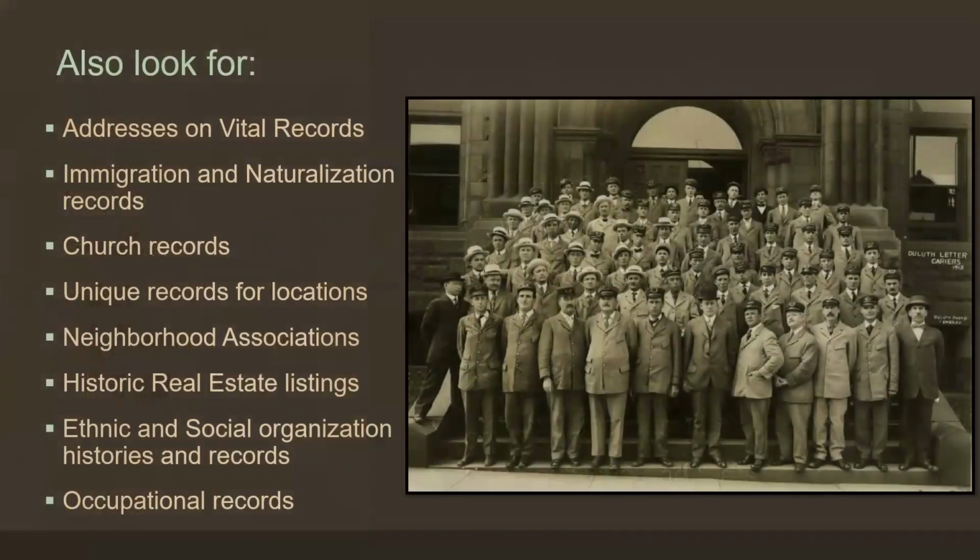Some additional resources you should look for that we don't have time to talk about today is looking for those addresses on vital records, looking at immigration and naturalization records, etc., church records, unique locations, so many things, occupations on records. So you're going to want to follow the family and anything you can find out about them in as many different ways as you can. So some of these are additional resources, and that picture is of all of the letter carriers in Duluth in 1915, and Henry Sullivan Mary's up in the upper left corner.